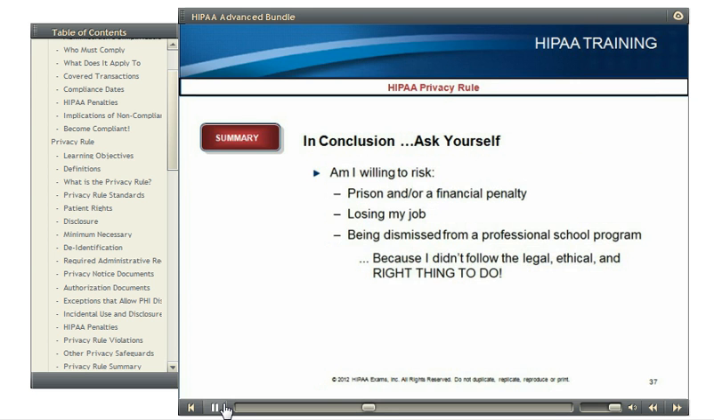In conclusion, ask yourself, am I willing to risk prison and/or a financial penalty, losing my job, being dismissed from a professional school program because I didn't follow the legal, ethical, and right thing to do?